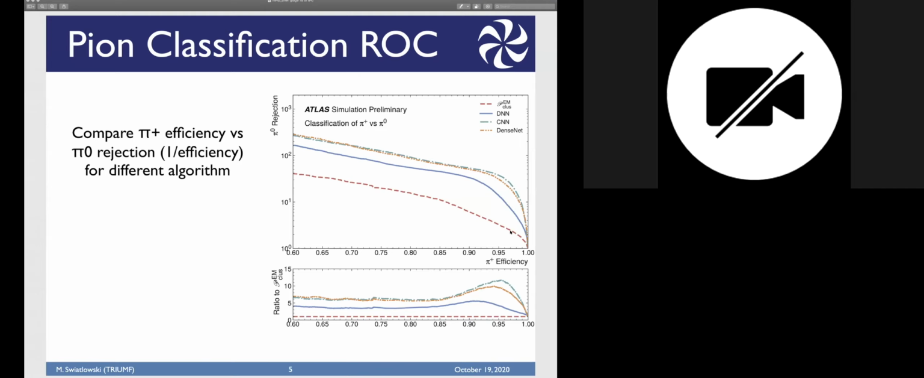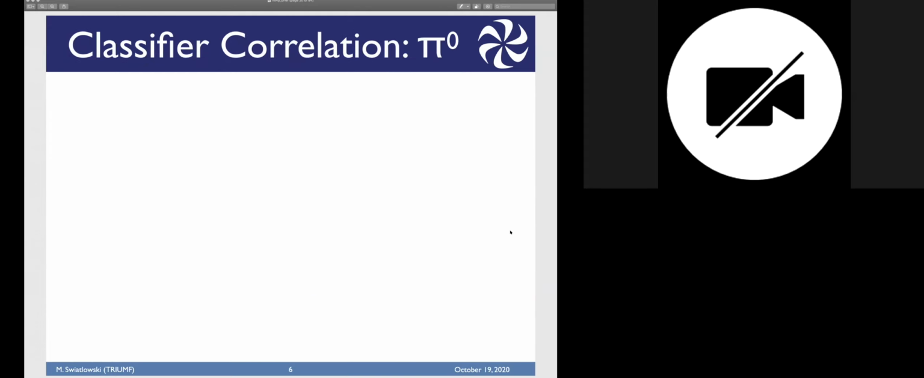And you can see with different types of neural networks, DNNs, CNNs that treat the problem like an image, where again, we're scanning with the convolutions across the images and trying to identify features that are different between pi pluses and pi zeros. And then DenseNet, which is one of these industry standard classification CNNs. You can see that compared to the baseline, there's a huge performance improvement, which is a factor of 12 down in this bottom panel in the ratio. So that's something that we are quite excited by.